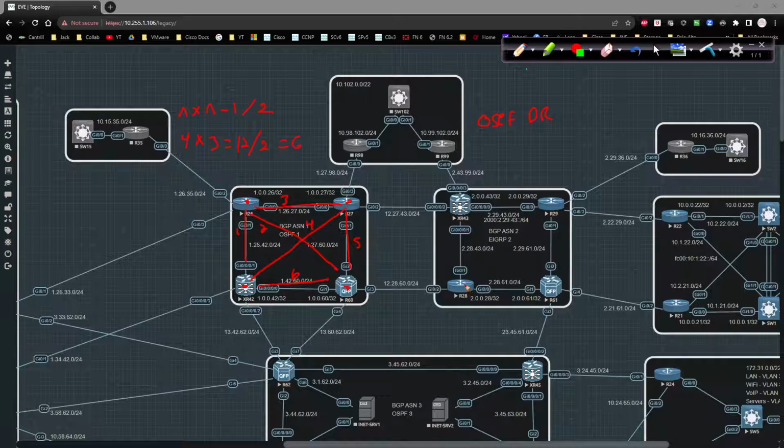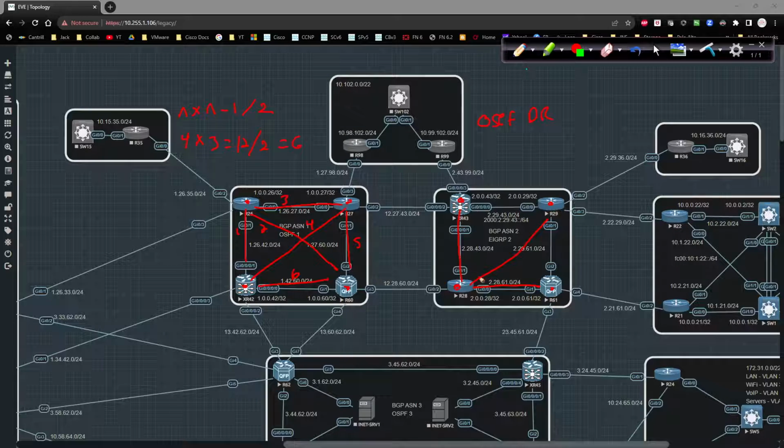So let's say R28 is our route reflector. Remember, we've got loopbacks on all these devices that we're peering to. So what would end up happening is R28 would form a peering to each one of these routers. So you cut your peering size in half.